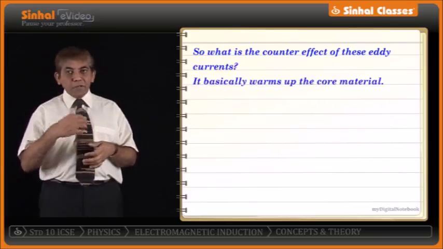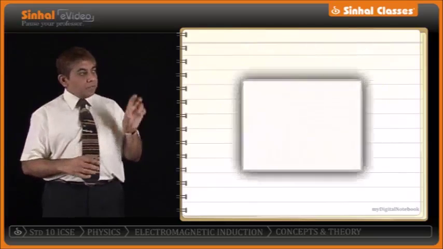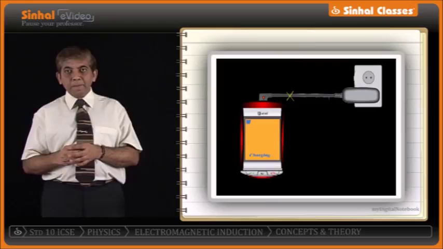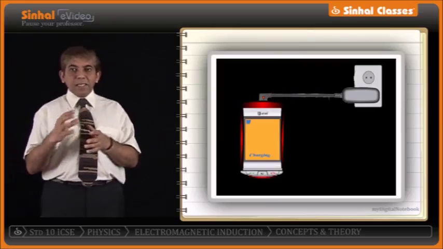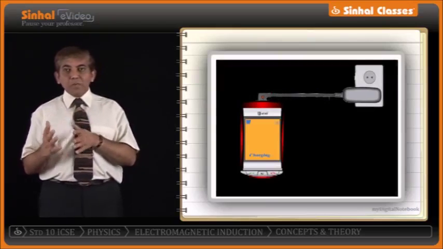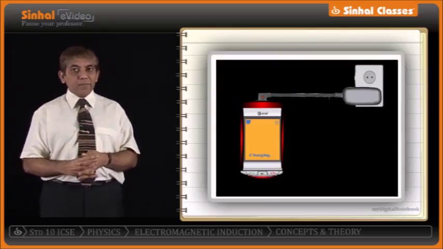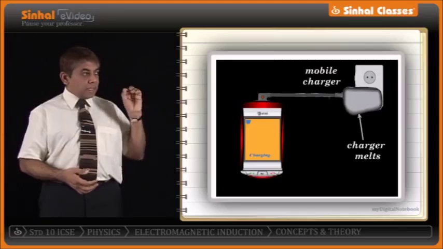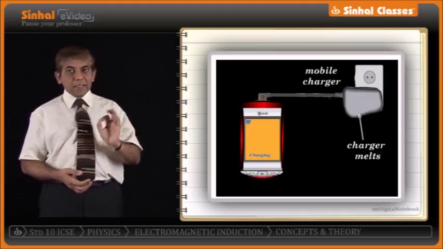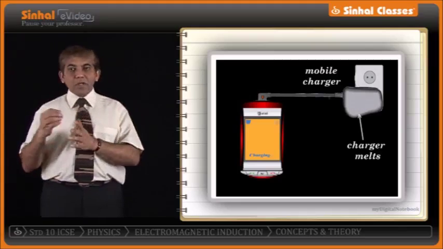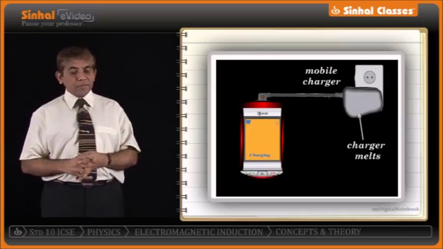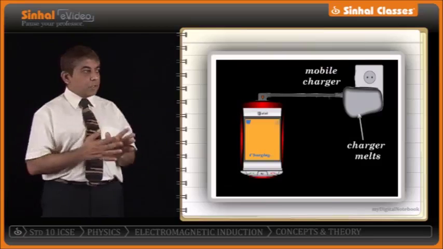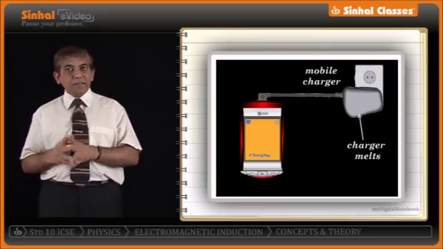So again, reverting back to your day-to-day example, if you look at the mobile charger, if you excessively charge your mobile, we see that this particular adapter melts or becomes warm after a certain interval of time. Why does that happen? It is only because of this leakage of eddy currents that is occurring, which causes the heating effect of the transformer. So eddy currents are nothing but the stray currents that produce a heating effect in the transformer.